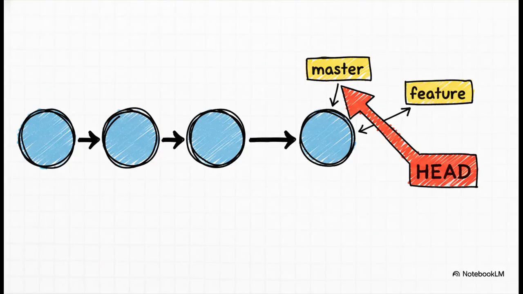So here's the most important thing to understand about branches in Git. A branch is not a copy of your project. It's just a tiny, lightweight pointer to a single commit. That's it. It's basically a sticky note that you can move around. This is why creating and switching between branches in Git is so blazing fast. And that other special pointer, HEAD, it's just another sticky note that tells Git which branch you're currently on.